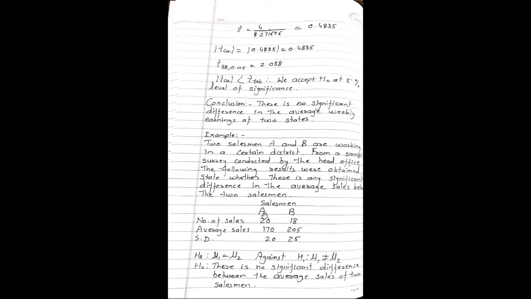Average sales for salesman A is 170. Average sales for salesman B is equal to 205. Standard deviation of sales for salesman A is 20 and standard deviation of sales for salesman B is 25. So H naught in notation can be written as mu1 is equal to mu2 against H1, mu1 not equal to mu2. H naught in words, there is no significant difference between the average sales of two salesmen.